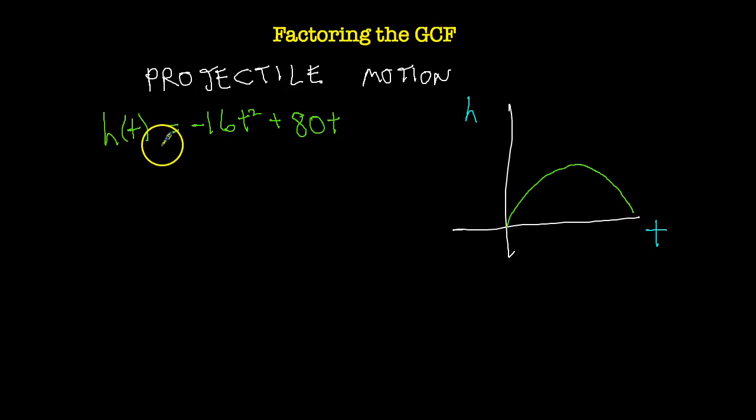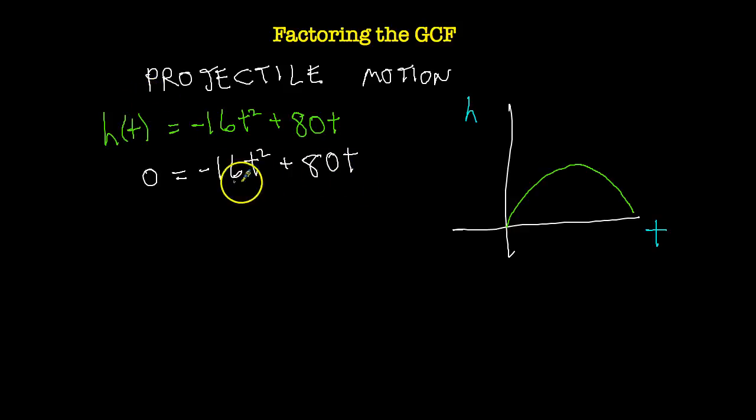So anyways, if we wanted to figure out how long it takes for this object to hit the ground, what we do is we set h equal to 0 because h is height, and we want to know what the time will be when the height is 0 feet, or the ground. So I'm going to go ahead and plug in 0 equals negative 16t squared plus 80t. And I just want to show you what a breeze it is to solve a problem like this when you know how to factor the GCF.